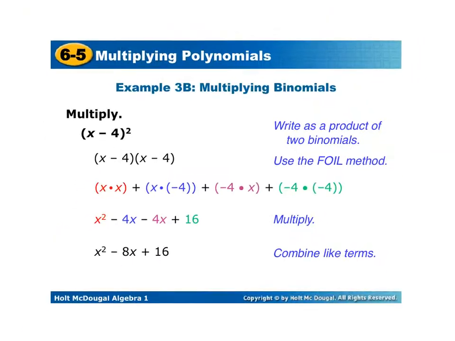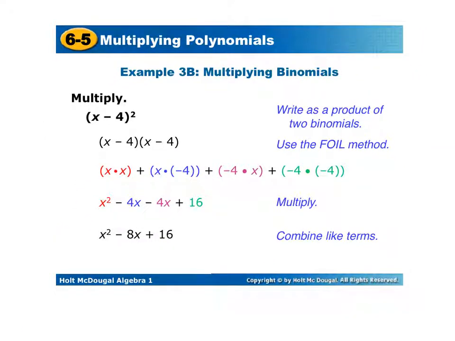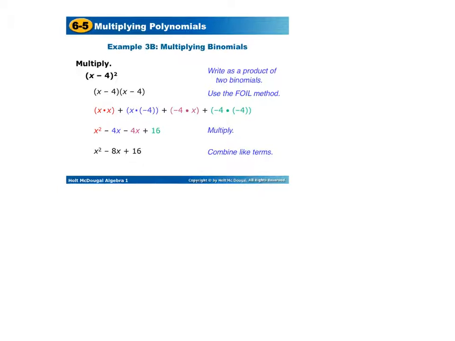Now, this is an example of a binomial squared. So whenever you see this, remember to the second power, all that means is write it 2 times and FOIL it or distribute it. So notice here, I've got 2 subtraction signs. So that's going to make my last term positive, but my middle term is going to be negative.